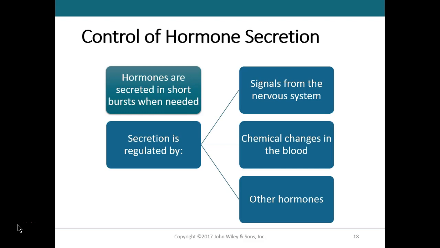Hormones are not continuously secreted, but they're released in short bursts when it's needed. Regulation of secretion normally prevents overproduction or underproduction of hormones at any given time, and of course that helps to maintain body homeostasis. But hormone secretion has to be regulated, and it is, by 3 different types of stimulus. So signals from the nervous system, chemical changes in the blood, or other hormones.